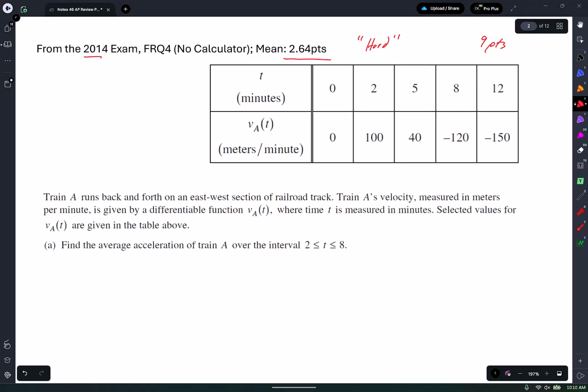Let's see what it says. We have no calculator. So I got a table in minutes: 0, 2, 5, 8, 12, and I got V of t, meters per minute. Okay. Ms. Kyle, do you want to read this, please?